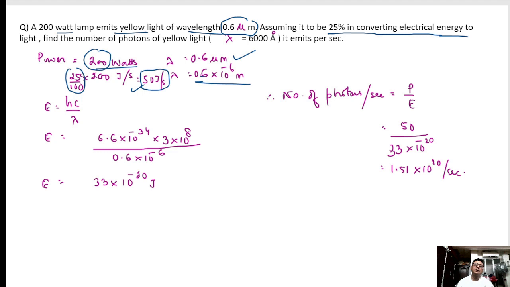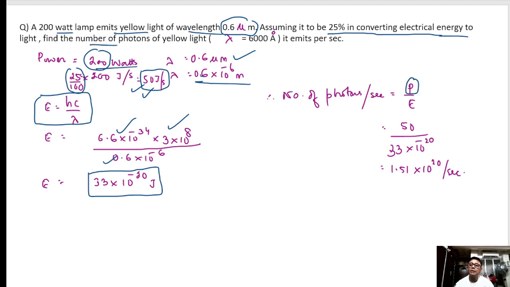This is the energy, and we know energy equal to hc by lambda. Clear? So hc by lambda is the total energy emitted per photon, and per second it can emit 50 joules. So how many photons? It will be power by the energy, so 50 by the energy. So this is the number of photons per second.